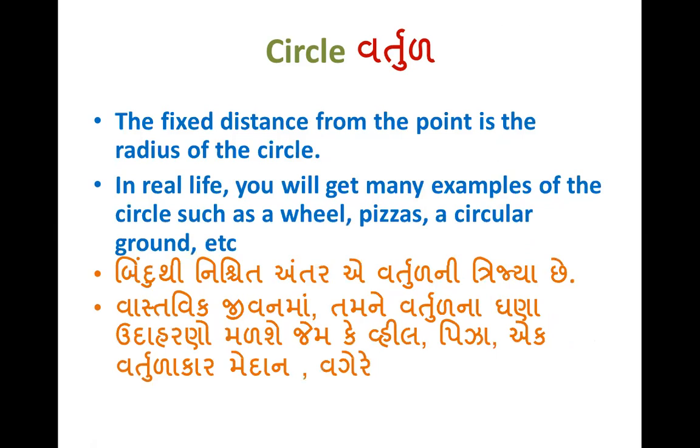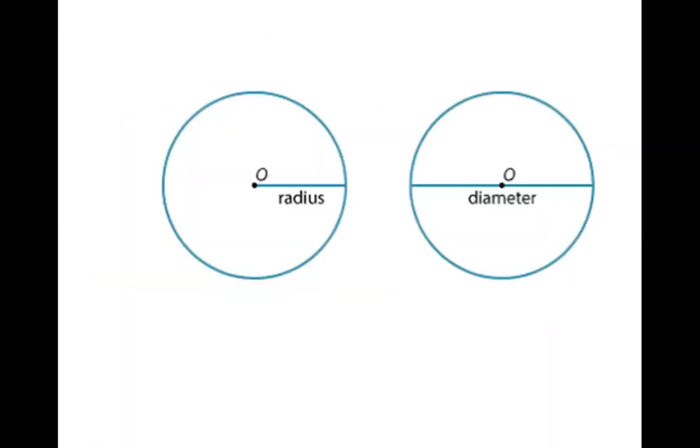So look here, where the fixed distance is known as radius. This is your figure. O is the center. The constant distance from the center to the surface is known as radius. Now the relation between the radius and diameter.